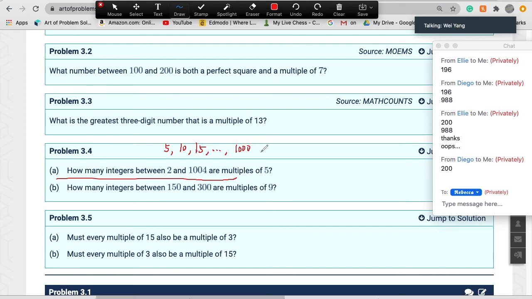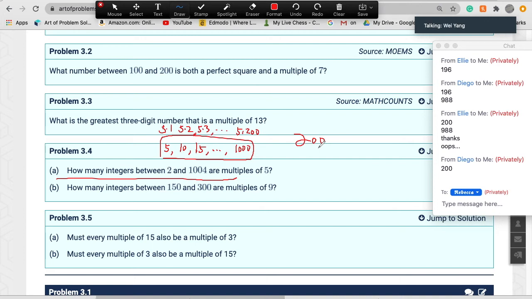The next one will be 1005, which is greater than 1004, so you need to stop here. Then you need to count how many numbers there are. Because 5 equals 5 times 1, 10 equals 5 times 2, 15 equals 5 times 3, and so on, 1000 equals 5 times 200. So you count 1, 2, 3, up to 200. That means here we have 200 numbers.